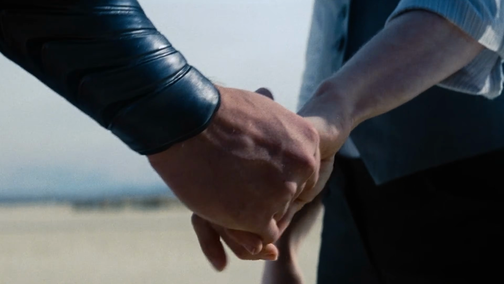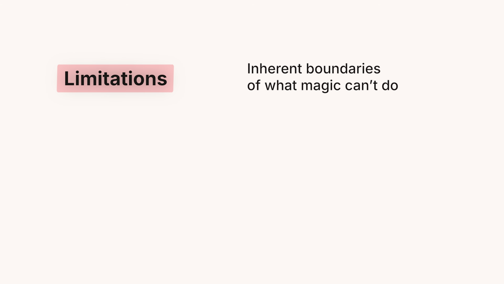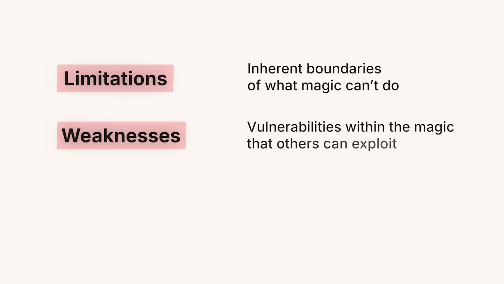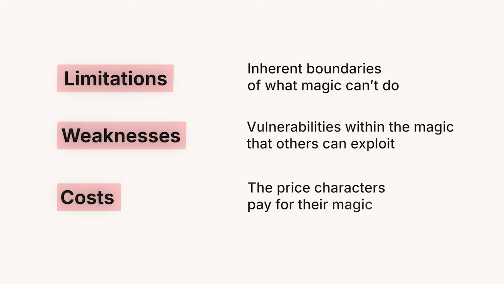and more authentic. Sanderson tells us to consider limitations, weaknesses, and costs when building a magic system. Limitations are the inherent boundaries of magic, what it simply cannot do. Think of it as the natural scope of a power. For example, a magic that allows flight might only allow your character to take flight when the conditions are just right. Weaknesses are vulnerabilities within the magic that others might exploit. Kryptonite is not just a random flaw, it's a pivotal element that shapes Superman's journey. Costs, on the other hand, are the price characters must pay for using their magic. Those costs might be physical, mental, or even emotional.